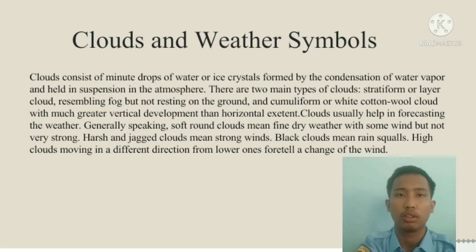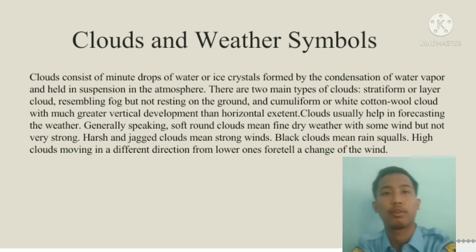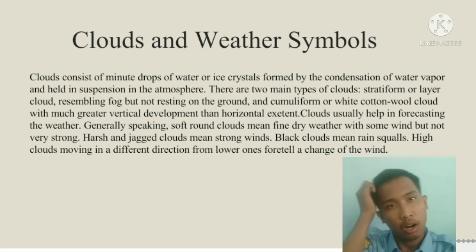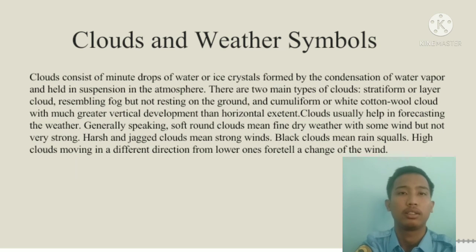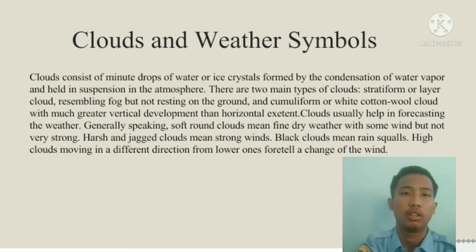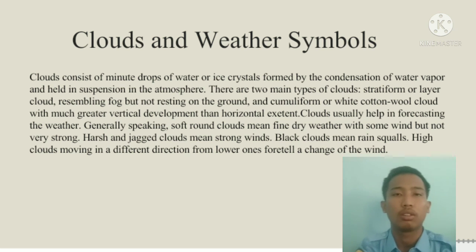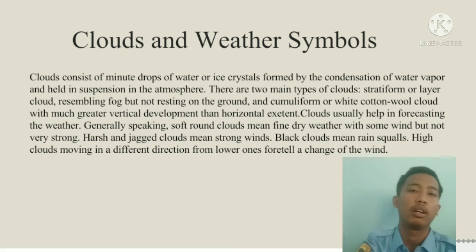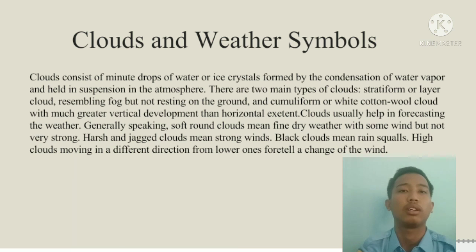Clouds consist of minute drops of water or ice crystals formed by the condensation of water vapor and held in suspension in the atmosphere. There are two main types of clouds: layer clouds resembling fog but not resting on the ground, and heap clouds, which may have much greater vertical development than horizontal extent.